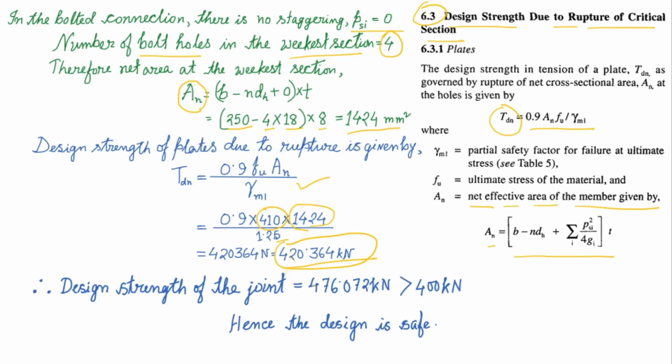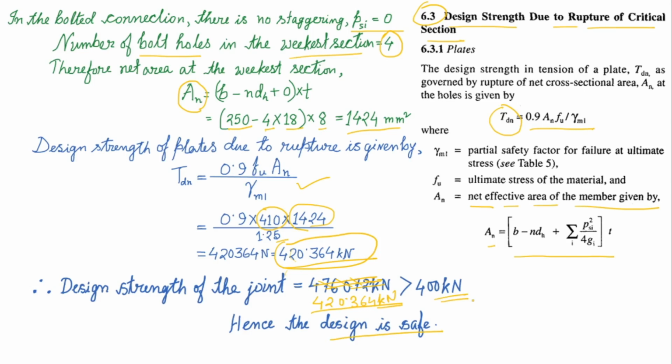Sorry, it should be 420.364 because this is the smallest value among these four. So I have wrongly written 476. So it should be 420.364 kilonewton, and this design strength of the joint is greater than 400 kilonewton, which is the given factored tensile force on the connection. Hence our design of the connection is safe.